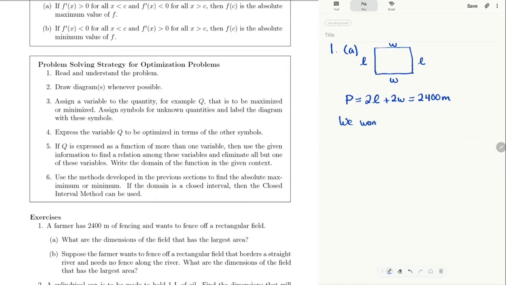So in other words, we want to maximize the area of the field. So now if we write the area of the field, which is going to be the length times the width, then this is our function that we want to find the absolute maximum.